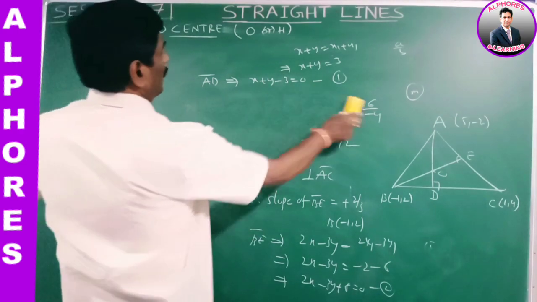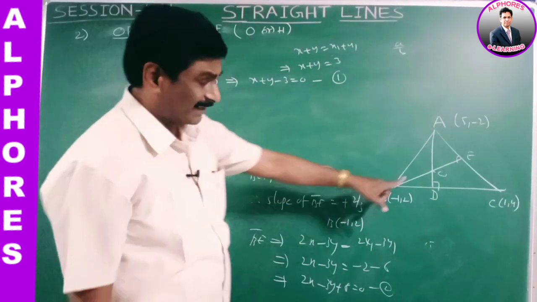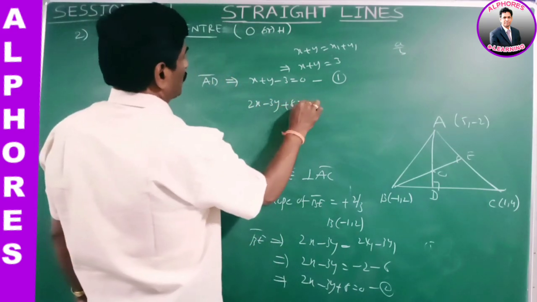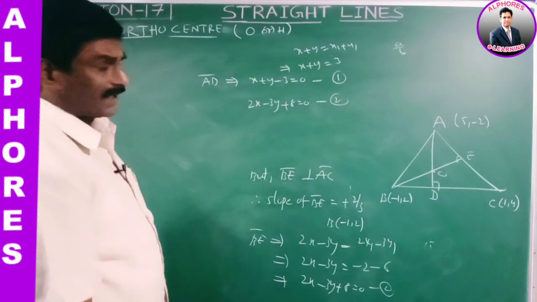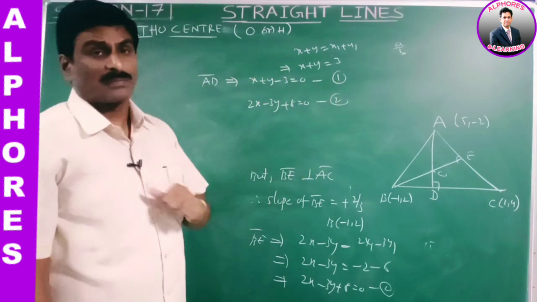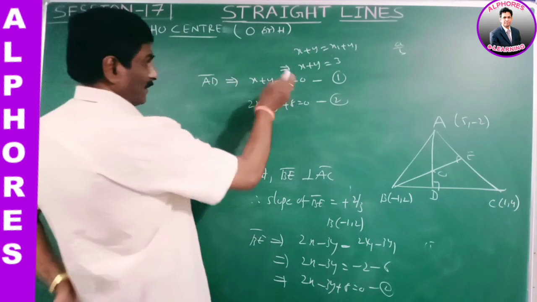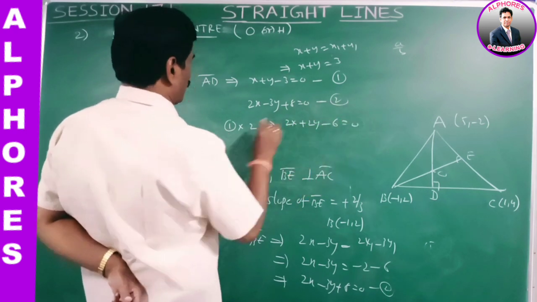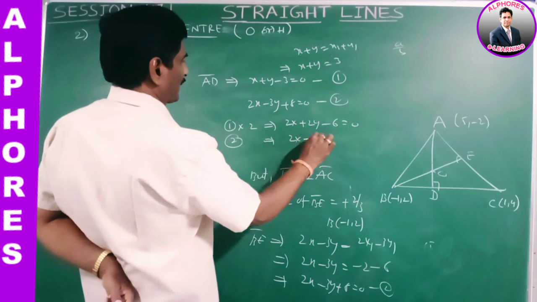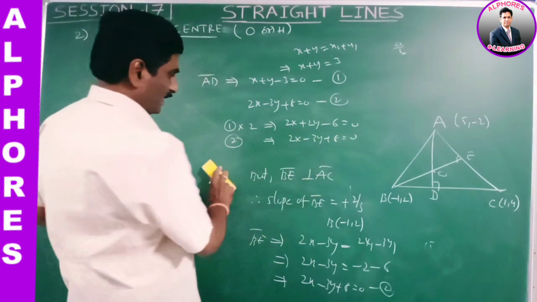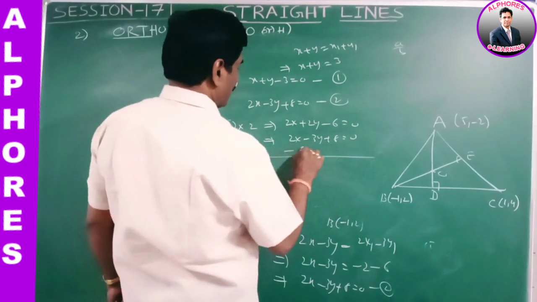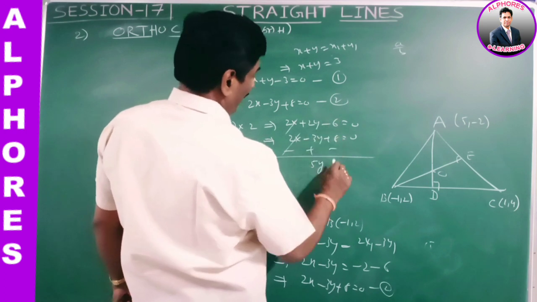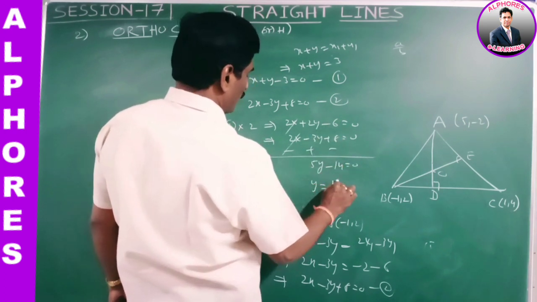By solving these two equations, we get the orthocenter. What is the second equation? 2x minus 3y plus 8 is equal to 0 is the second equation. By the elimination method or the cross multiplication method, we find the value. Suppose by elimination, the first equation is multiplied by 2. We get 2x plus 2y minus 6 is equal to 0. The second equation is 2x minus 3y plus 8 is equal to 0. By subtracting, 2x cancelled, and we get 5y. Minus 6 minus 8 means minus 14. So y is equal to 14 by 5.